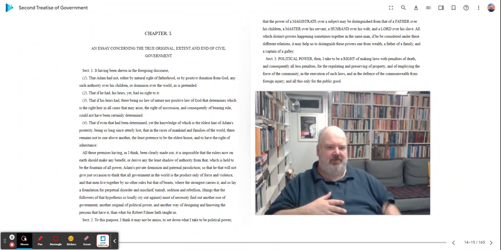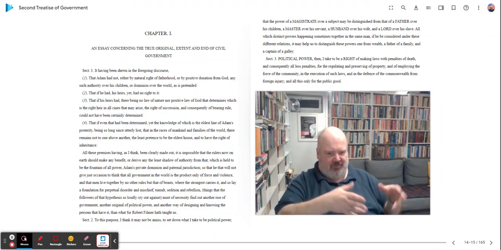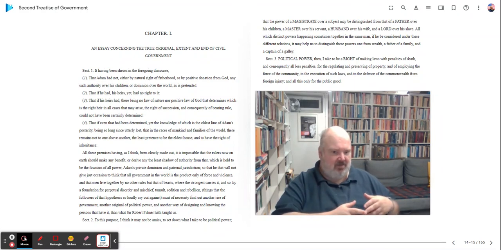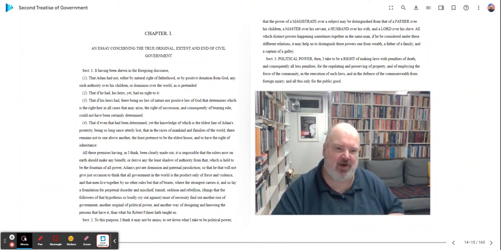So while Locke seeks to echo Aristotle and is arguing that political rule is different from household rule, and therefore from the rule of fathers over children, household rule in Aristotle is more complicated, because in the household is where slaves exist. So household rule is a situation where there's husband over wife, parent over children, and master over slaves within the frame of the household, whereas Locke divides them as different competing kinds of rule: father over children, masters over servants, husband over his wife, and lord over his slaves, all of which distinct powers sometimes happen together in the same man.